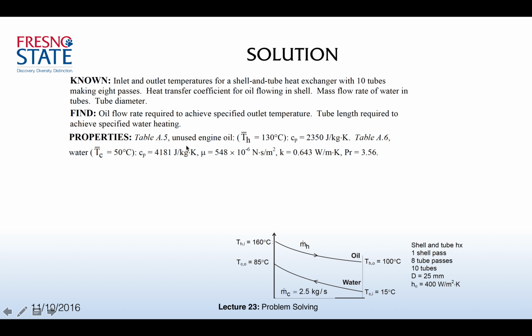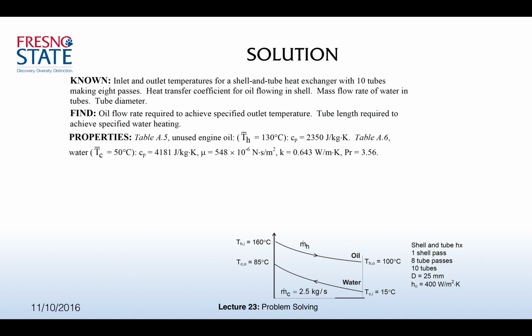That's the table that includes properties for engine oil. Cp in that case for that fluid at that temperature would be 2350 joules per kilogram Kelvin. And then the other fluid is water. The average temperature is the average between 85 and 15. That would be 50 degrees Celsius. You go to table A6 for water and find your Cp, which is 4181 joules per kilogram Kelvin.